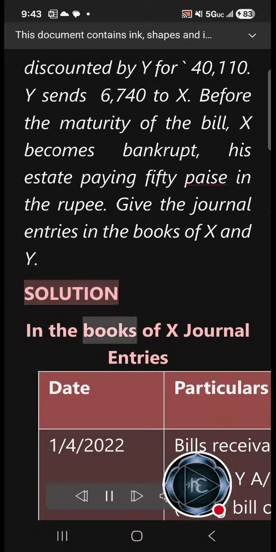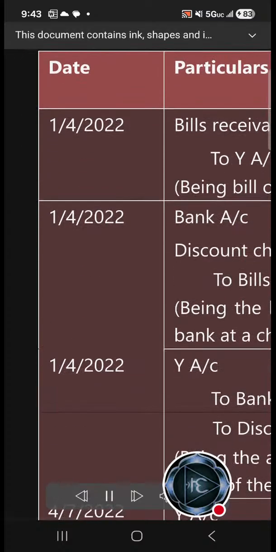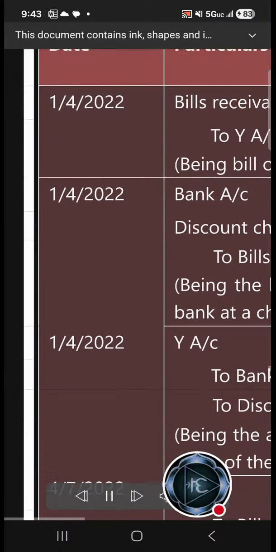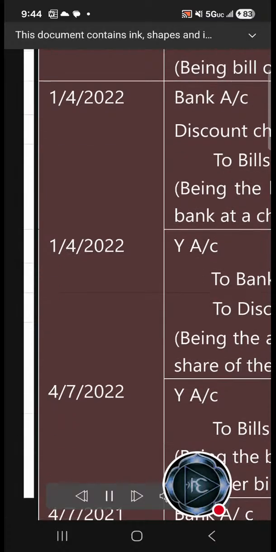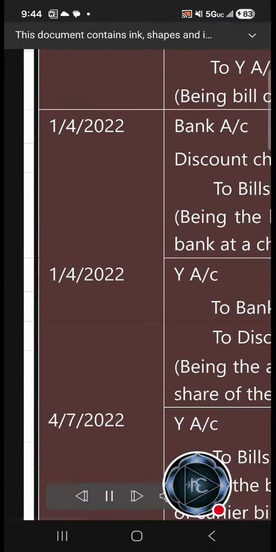Solution. In the books of X, journal entries. Date. Particulars. Debit, credit. January 4th, 2022. Bills Receivable A/c Dr. 30,000 To Y A/c. Being bill of exchange drawn on Mr. Y, 30,000.